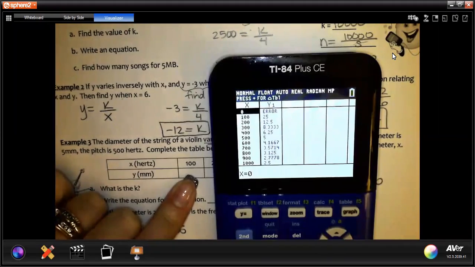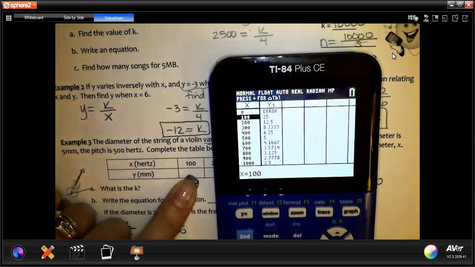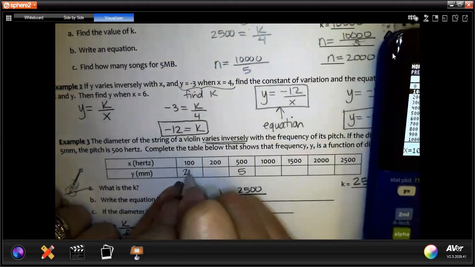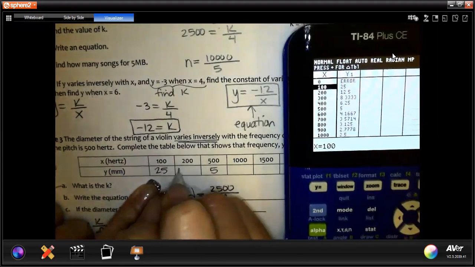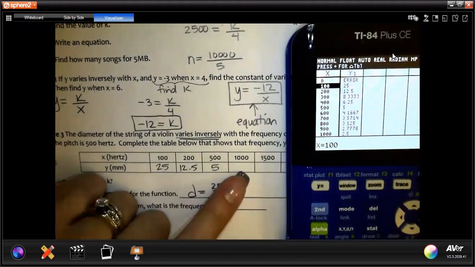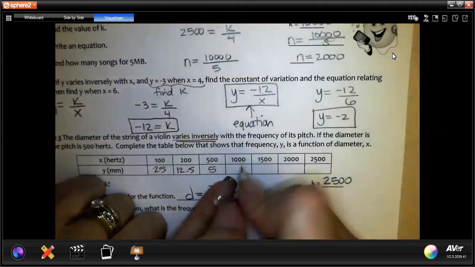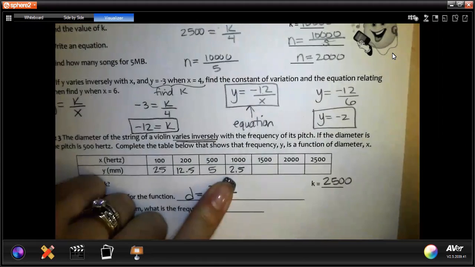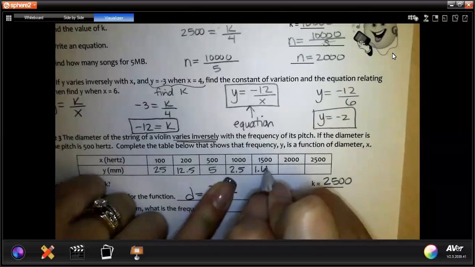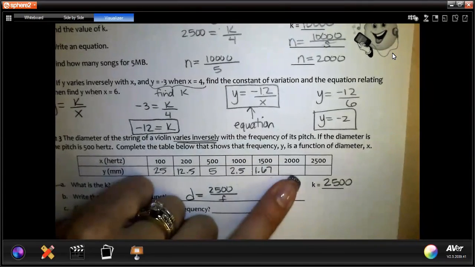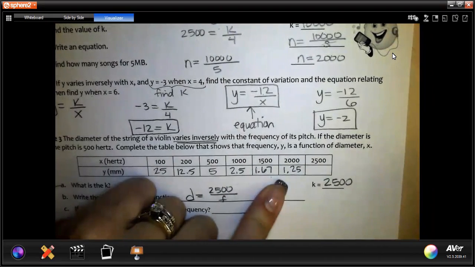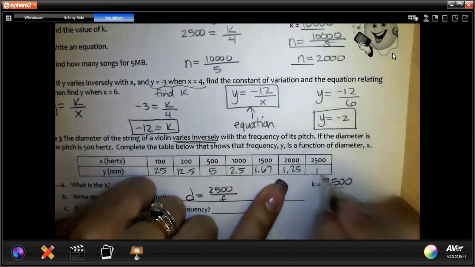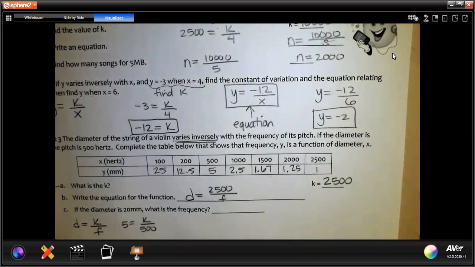So I'm going to go to my table now by hitting second graph. And so at 100, it is 25. Let's scoot this over. At 200, it's 12.5. At 1,000, it is 2.5. I'm going to go ahead and move my table down a little bit further to find that 1,500, and that is 1.67. At 2,000, it's 1.25. And at 2,500, it is 1, since we're doing 2,500 divided by 2,500.